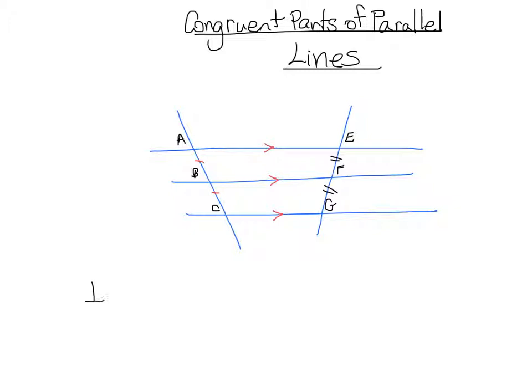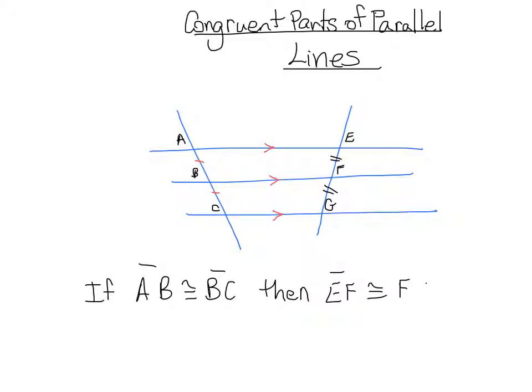So if, in this case, with the three parallel lines, AB is congruent to BC, then, in this case, EF will also be congruent to FG. And again, the reason for this is because we have those three parallel lines that are cutting this segment in half. So they're making congruent parts on this side, so it will also make congruent parts on this side.